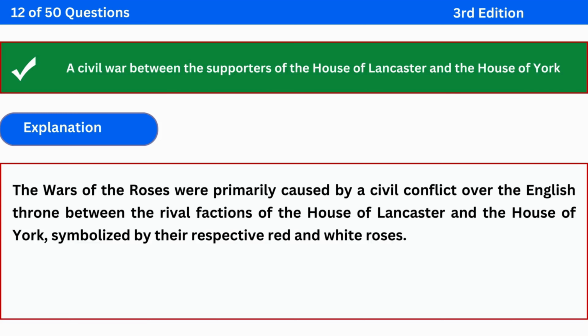The correct answer is a civil war between the supporters of the House of Lancaster and the House of York. Explanation: the Wars of the Roses were primarily caused by a civil conflict over the English throne between the rival factions of the House of Lancaster and the House of York, symbolized by their respective red and white roses.